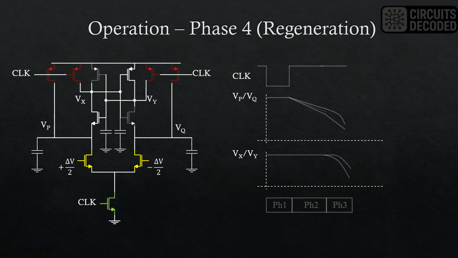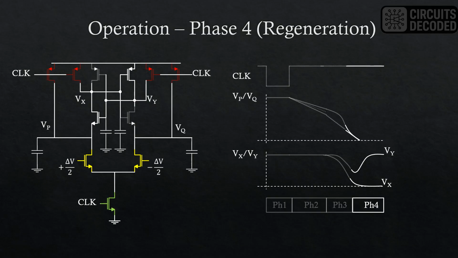The final phase is the regeneration phase, which is when the latch is fully on. Now, by virtue of positive feedback, one of the nodes Vx or Vy is pulled to VDD and the other is pulled to ground, as shown here. In our example, Vy is pulled to VDD and Vx to ground. On the other hand, both Vp and Vq nodes are discharged to ground. After Vx and Vy reach valid logic levels, the decision phase is over and another latch or a flip-flop stores the output voltages before these nodes are reset again to VDD and the cycle repeats.